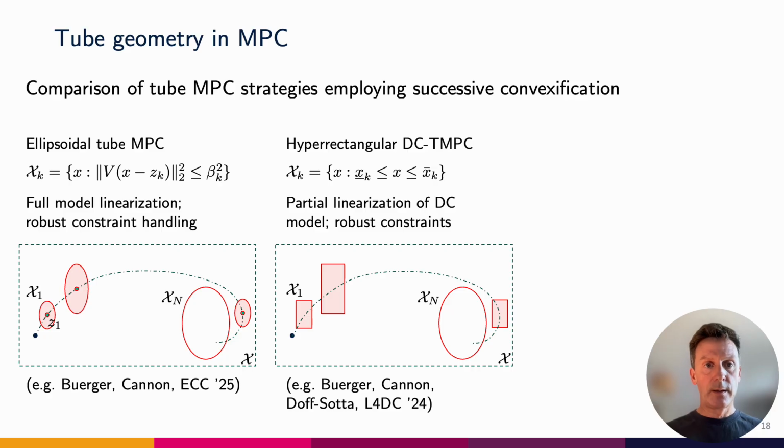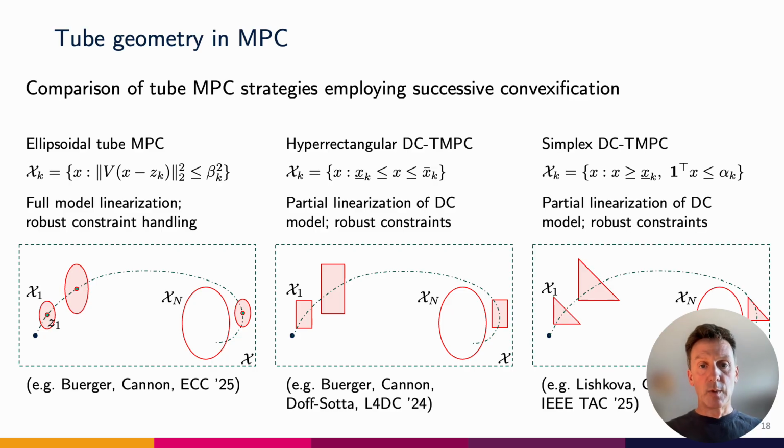The second approach I want to compare uses hyperrectangular tubes. Here the tube cross-sections are defined by bounds on the elements of the state vector. And here I'm going to assume that we have a difference of convex function model of our system dynamics, and we're only using partial linearization. So we're only linearizing the concave part of the constraints defining the tube recursion from one time step to the next. I'm also going to compare the effects of using a simplex to define the tube cross-section.